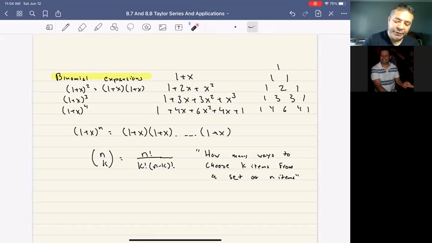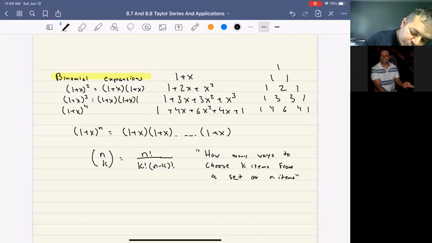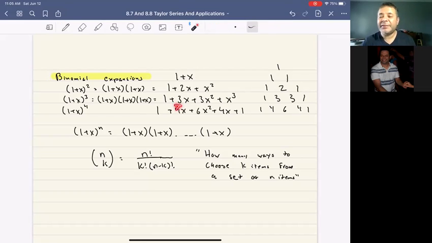So this 2 represents how many ways you can pick just one x. The 1 here is how many ways you can pick both x's. Maybe it'll make more sense with a higher term. This 3 represents how many ways you can pick just one x. So you can do this x times 1 times 1, that's one of them. This x times 1 times 1, that's 2 of them. This x times 1 times 1, that's 3 of them.